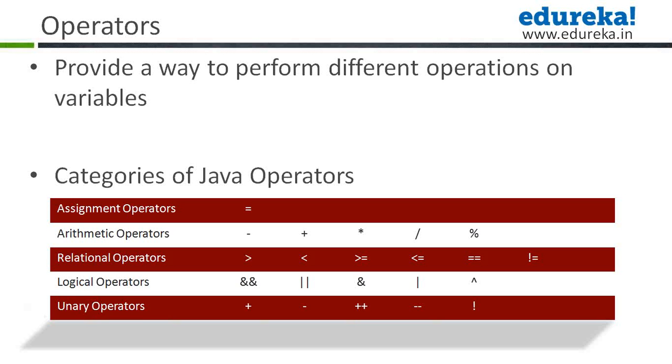Give me one more answer. If x equals to 7 and y equals to 5, what will be the remainder? What will be the modulo? Chetan says 2. Exactly. So you have understood what is the function of this modulo operator. Yes, Nandini, it will be 2.